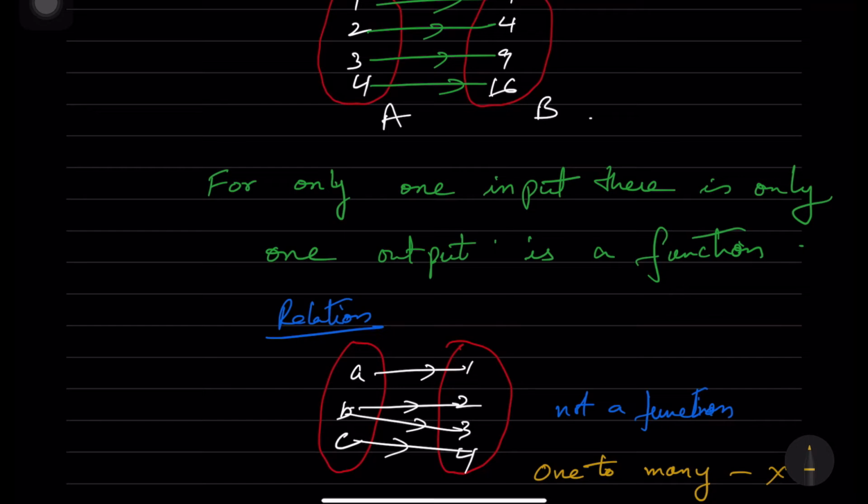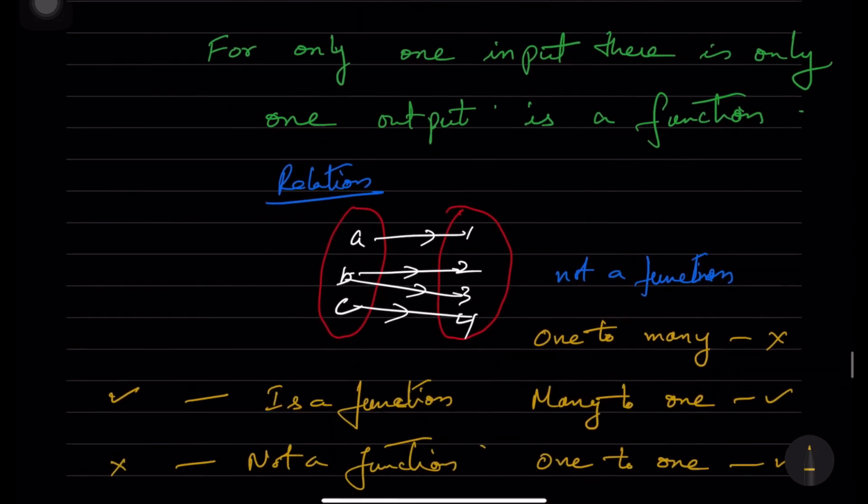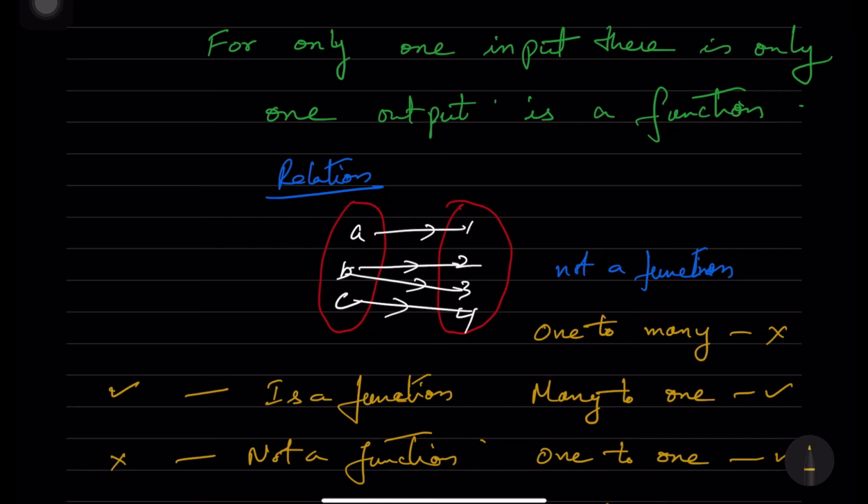That is a function. Now if you have a relation in this way, where you have a to 1, b to 2 and b to 3, here from 1 input it's going to many outputs. Therefore this is not a function. Whenever we define a function, we always have a one-to-one relationship. So whenever it is from one to many, it is not a function.